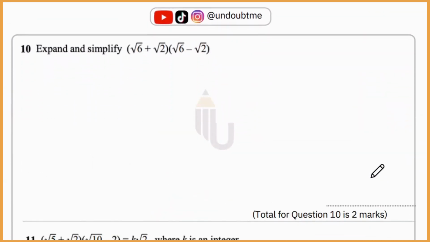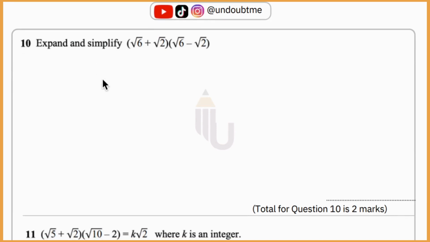In the next question, we have a plus b, a minus b identity. So we'll simply use it as a square minus b square. Root 6 square will be 6, root 2 square will be 2, answer will be 4, and we are done.